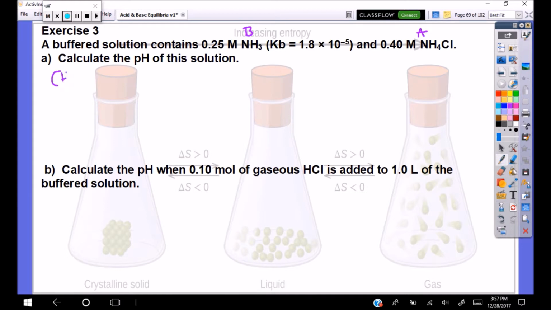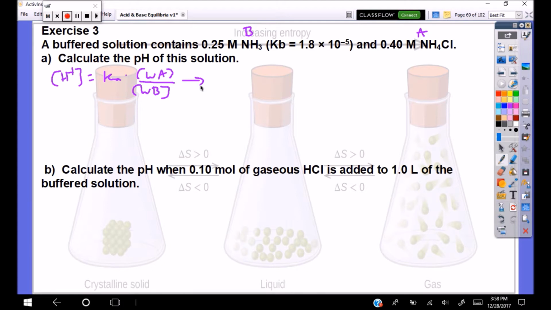Alright, so I want to know the pH of my solution. So this is my before. H plus equals my Ka times my weak acid over my weak base. Sorry, I should be more careful with my brackets here. Weak acid, weak base. Okay. So what that means is that I need my Ka. Oh, but what did they give me? They gave me Kb. So we've got to convert.